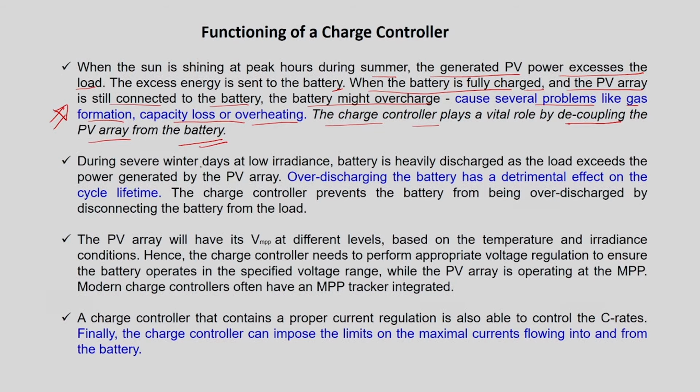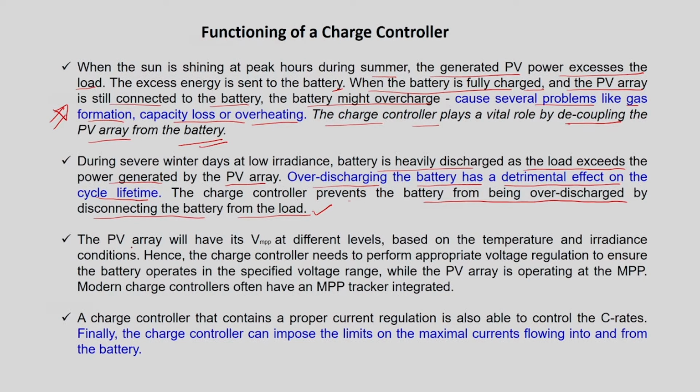Now the second case is during severe winter, when solar irradiation is very low and the battery is heavily discharged, as the load exceeds the power generated by the PV array. Over-discharging the battery has a detrimental effect on the life cycle. The charge controller prevents the battery from being over-discharged by disconnecting the battery from the load. This is the second function of the charge controller.